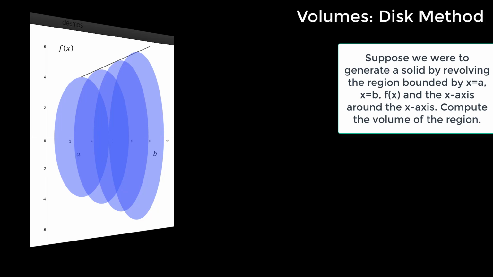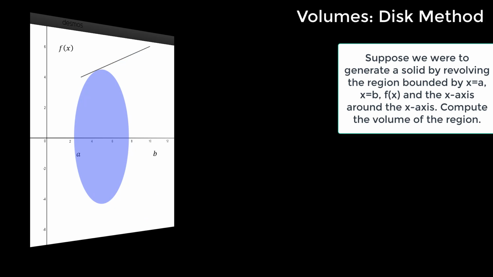So remember, we just need to make a general formula for the area of each cross section, and then we'll need to integrate through our bounds to receive the volume. The great thing is, we already know what the area of a circle is. Each cross-sectional area will be pi multiplied by the radius squared. And the only question left to answer is, what's our radius?